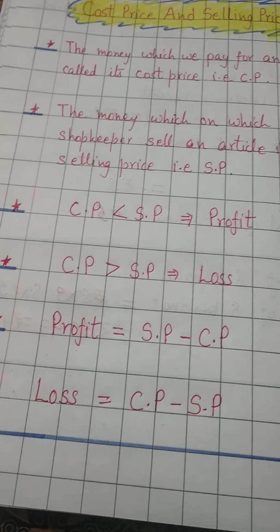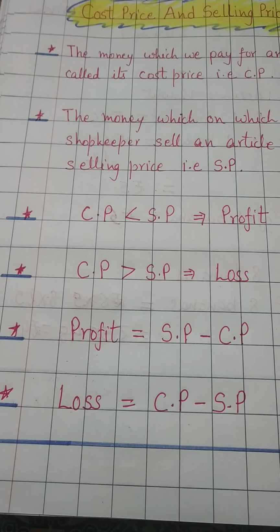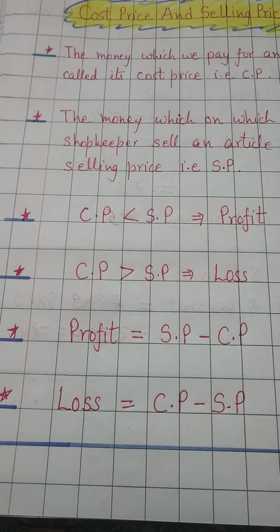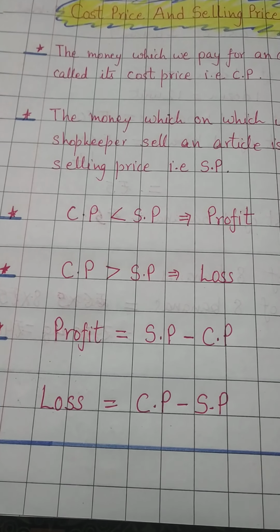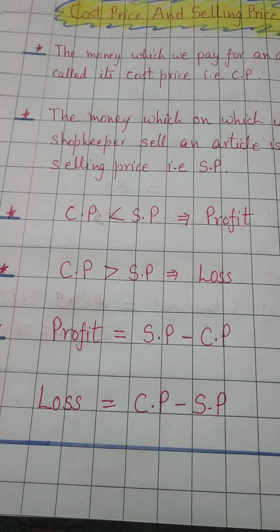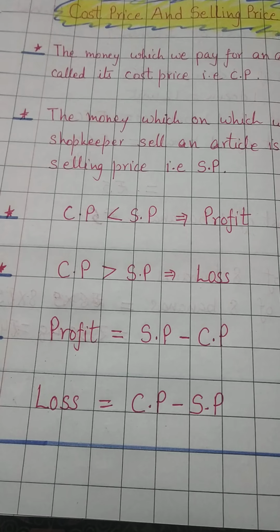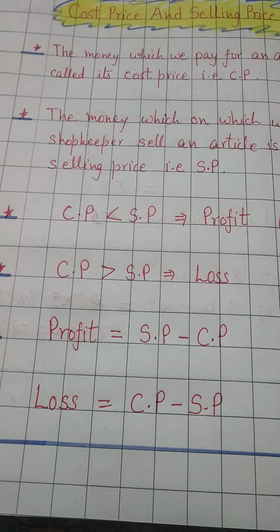After this, in business, many times we have profit and sometimes we have loss. Profit and gain are both the same. So what is profit? Profit is when cost price is less than selling price, or we can say when selling price is greater than cost price, right? So when selling price is greater than cost price, we say profit. That means we buy something at a low price and sell it at a higher price.